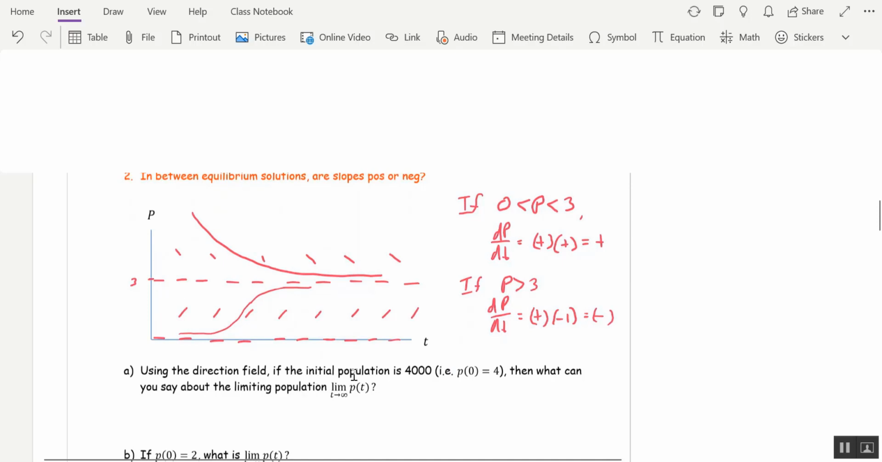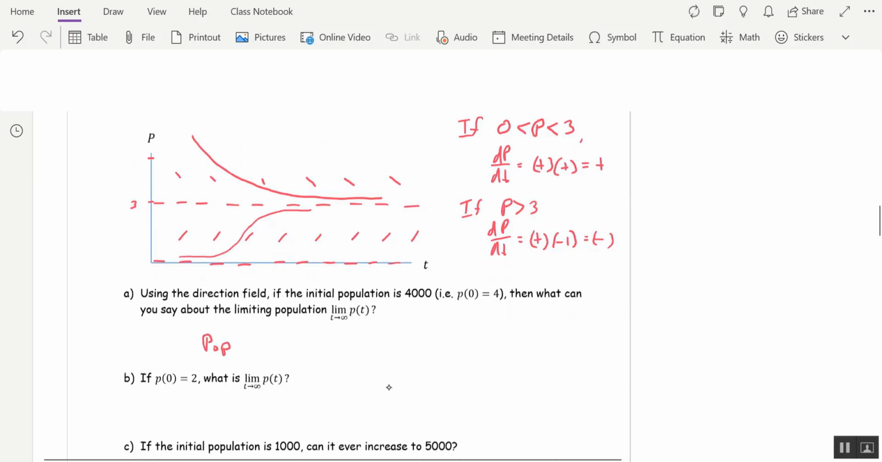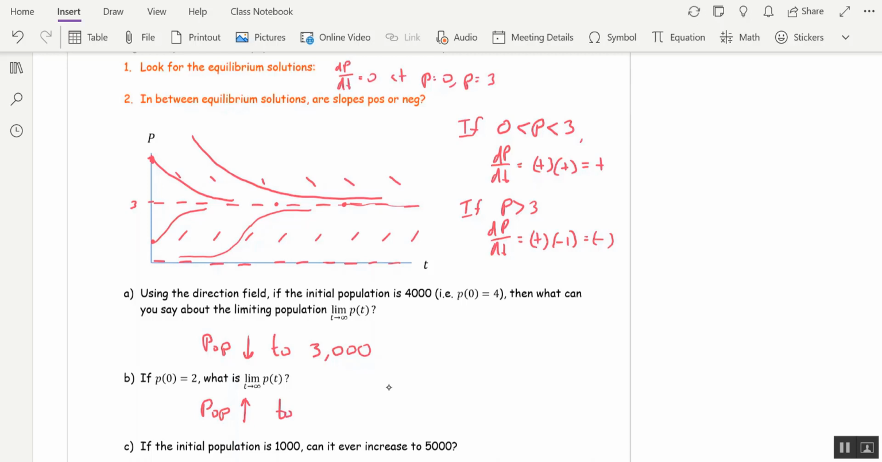If the initial population is 4,000, that would be up here, then what can you say about the limiting population P(t) as t goes to infinity? Well, if you're starting up here at 4,000, the population is eventually going to have to decrease to 3,000 because all the slopes are negative. It can't go up. It's going to have to come down, and it can't cross that line. If P(0) is 2, what about the limiting population? So let's say we're starting out here. Well, we're going to have to go up and over, so the population is going to increase to 3,000.